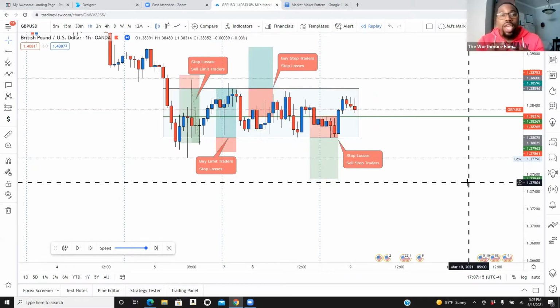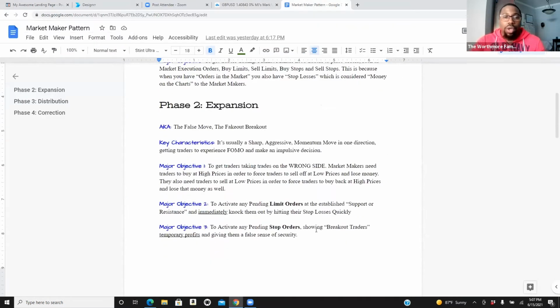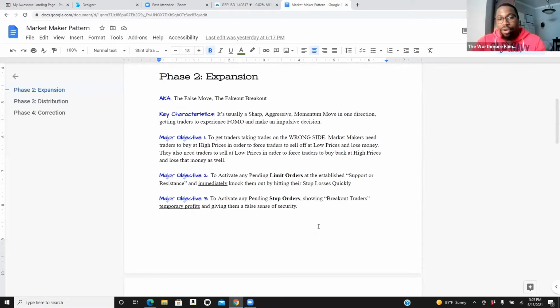But the reason they do that is so they can now go into what's called phase two. Phase two of the market maker pattern is expansion. It's also called the false move or the fake out breakout, like I like to call it. And some of its key characteristics are it's usually a sharp, aggressive momentum move in one direction, getting traders to experience fear of missing out, FOMO, and making an impulsive decision.